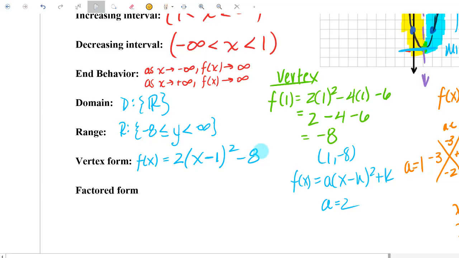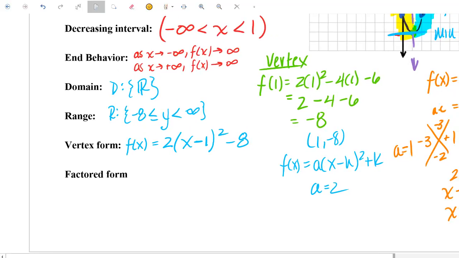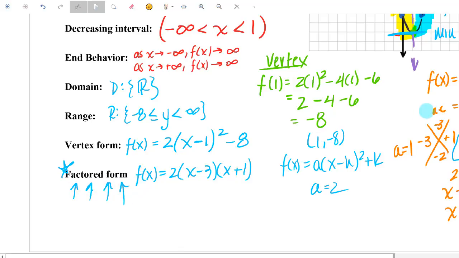Not bad. Factored form. Great thing we factored over here, because guess what we did when we factored? We got to factored form. So there's our factored form. So we're going to write f of x equals 2 times x minus 3 and x plus 1. Little note here on the factored form. If it's not factorable, guess what? You can't write into that form. So if it isn't factorable, no factored form for you.